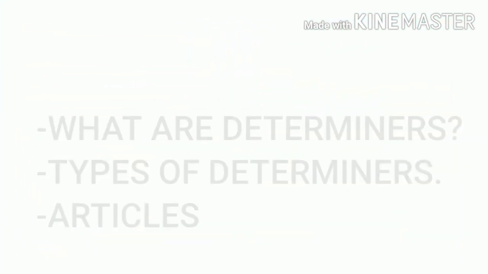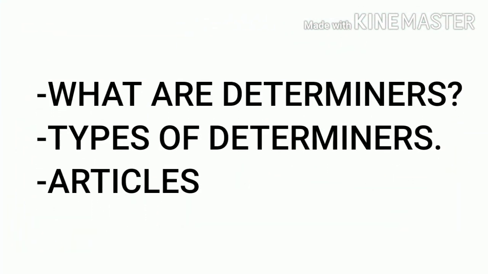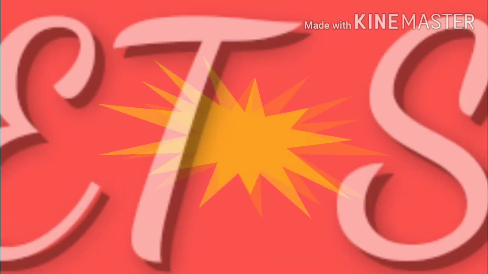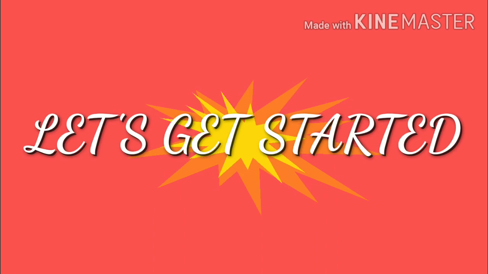In the previous video of this chapter, we studied what determiners are, the types of determiners, and in detail about one of its types, that is articles. In this video, we will study the other types of determiners in detail. So let's get started with the video.